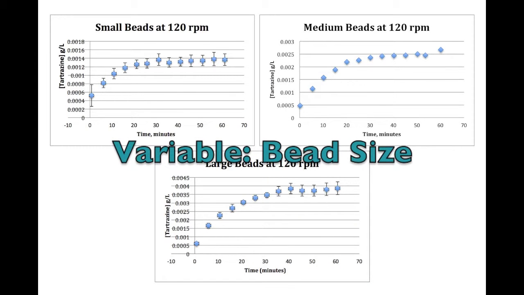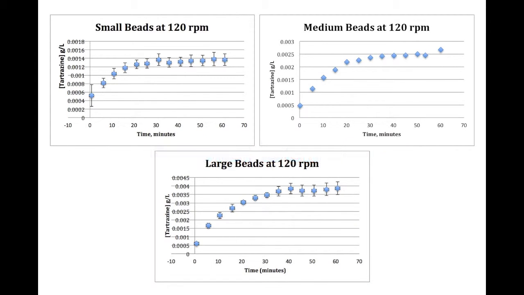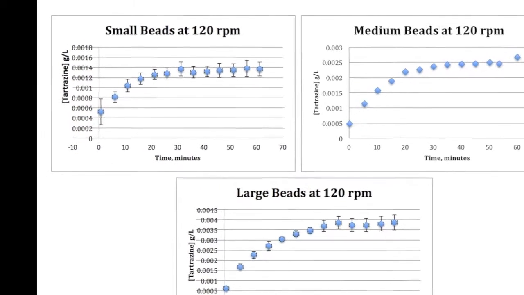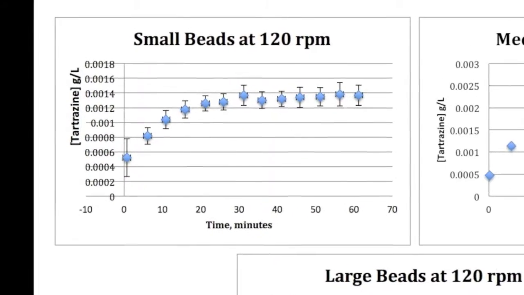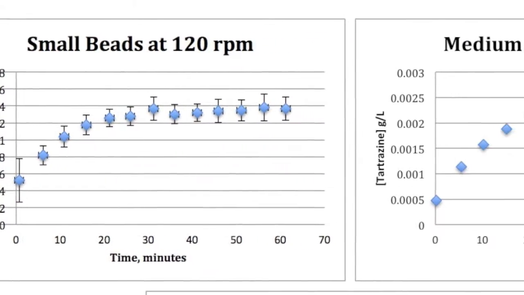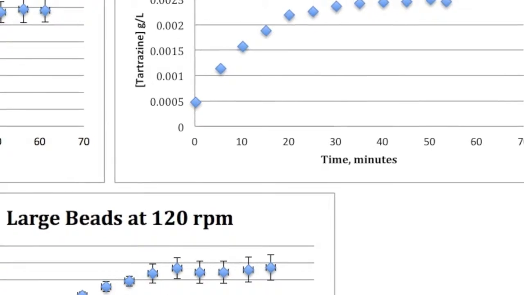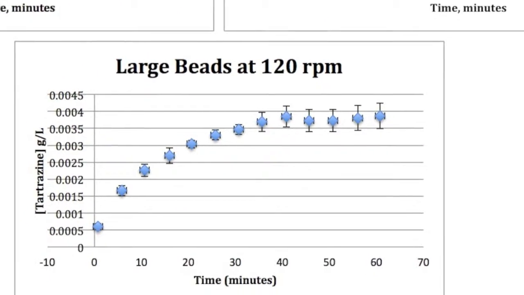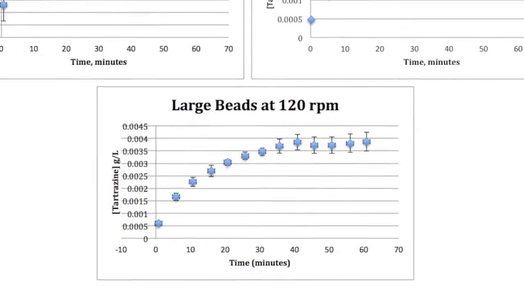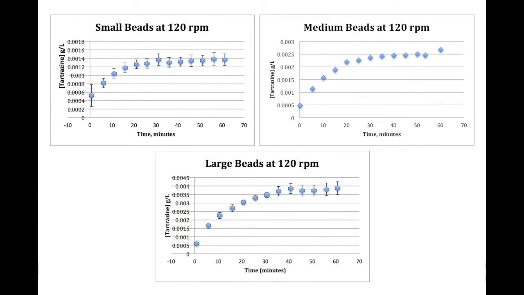First, we will look at the effect of bead size. The small beads reach a final tartrazine concentration of about 0.0014 grams per liter. The medium beads reach a final concentration of about 0.0025 grams per liter. The large beads reach a final concentration of approximately 0.004 grams per liter.